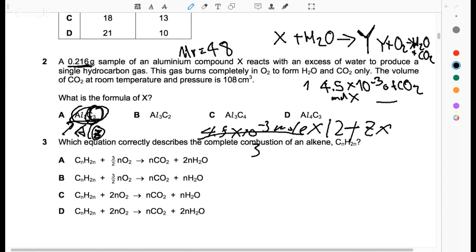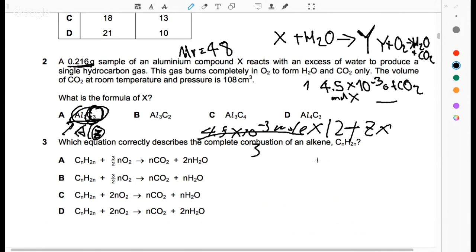So by finding out this, I can find out the mass of C in X. So if I know the mass of C in X, then I also know the mass of Al. And then you divide by both of the atomic masses, and then I can get the formula. Okay, should we do that?